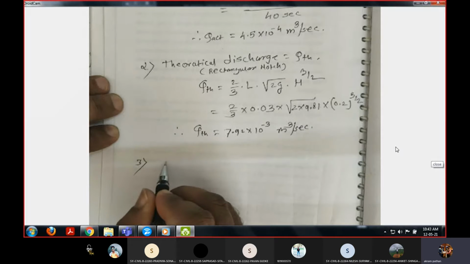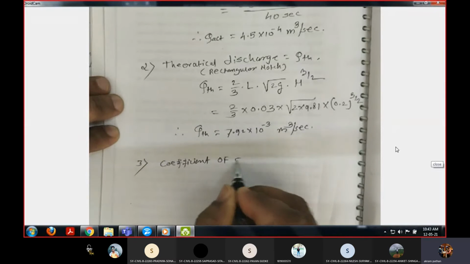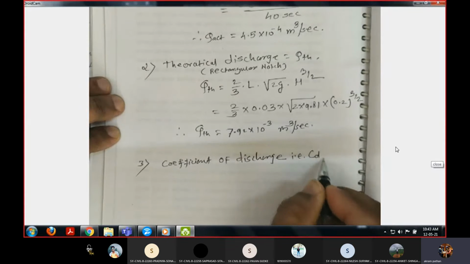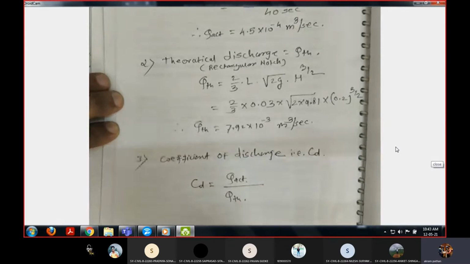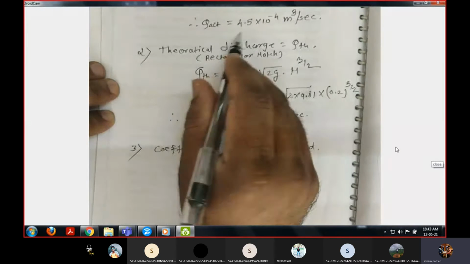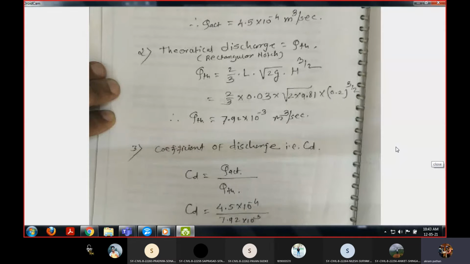Now the next thing we have to calculate is the coefficient of discharge, that is CD. CD is the ratio of actual discharge to the theoretical discharge. So CD will be actual discharge by theoretical discharge. Actual discharge is 4.5 into 10 raised to power minus 4, divided by 7.92 into 10 raised to power minus 3.